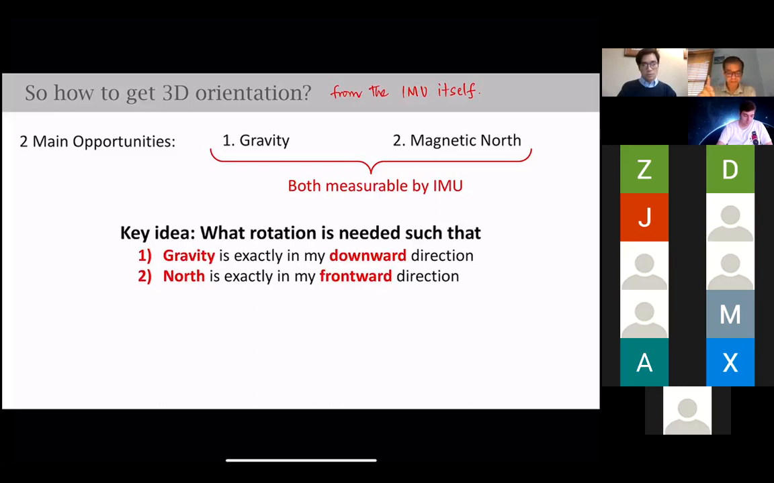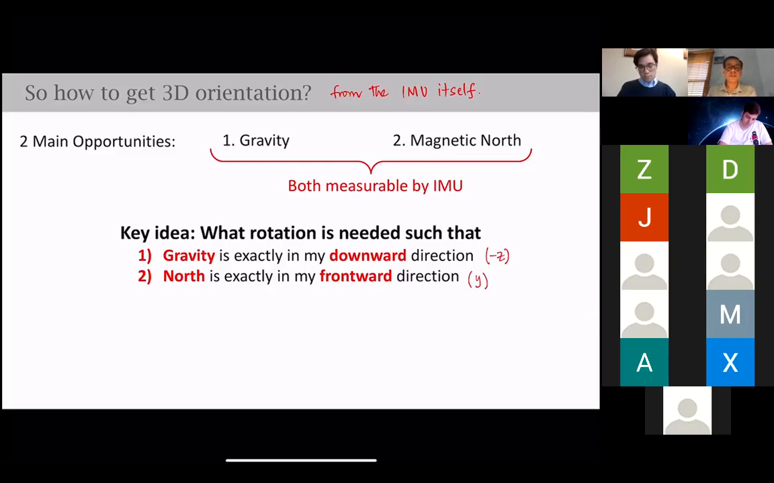Okay. So key idea: what rotation is needed such that gravity is exactly in my downward direction, minus z direction? And then what rotation is needed such that north is exactly in my frontward direction? Let's say Y or X, doesn't matter.